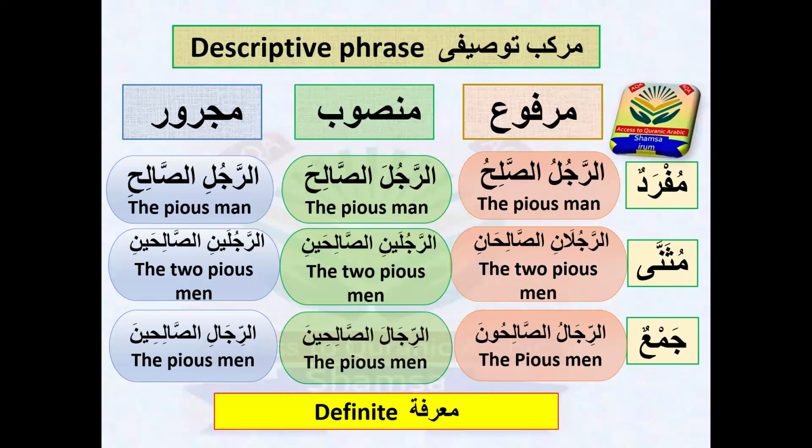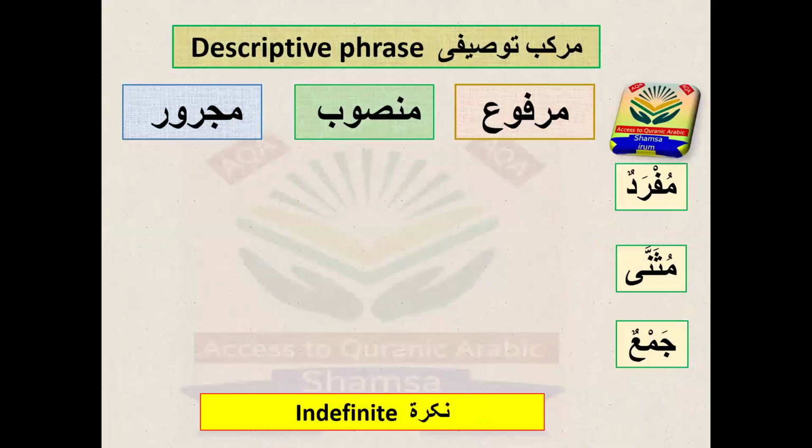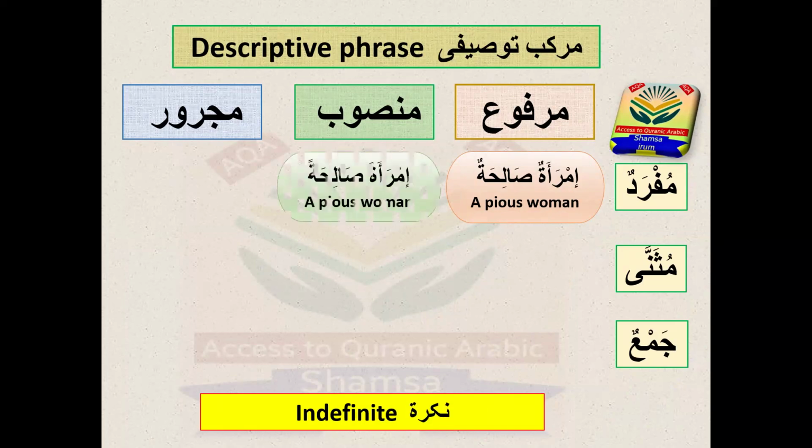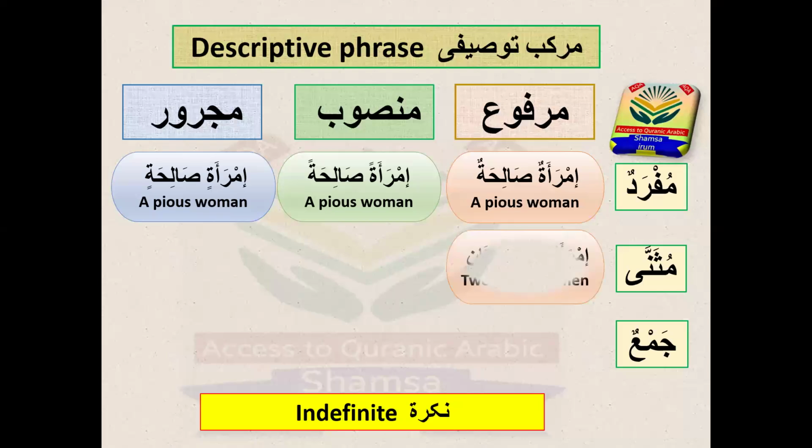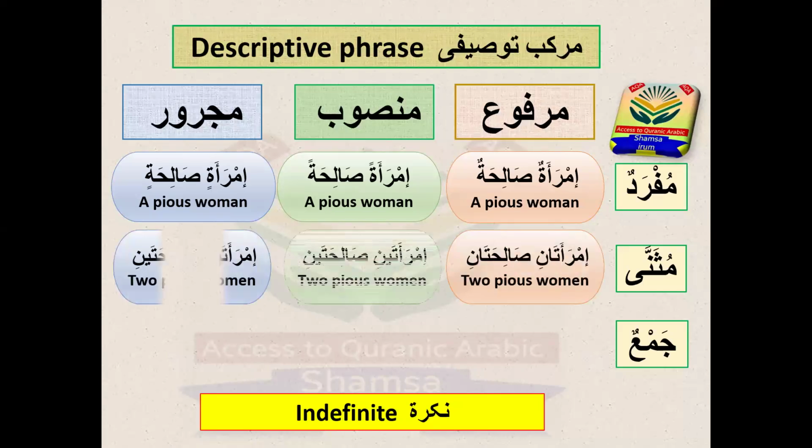And now in the next slide, I will do the feminine, for just more practice. Imra'atun salihatun. Imra'atan salihatan. Imra'atin salihatin. So look, they follow all of these. Okay. For the dual, what do we have to do? Imra'atani salihatani, imra'ataini salihataini. So in mansub and majroor, they both are the same.